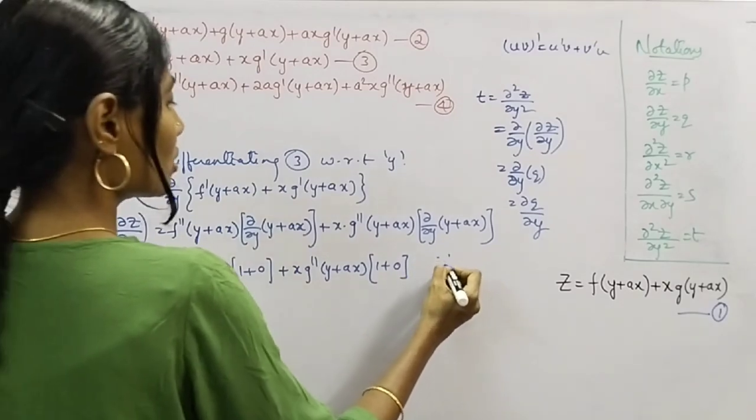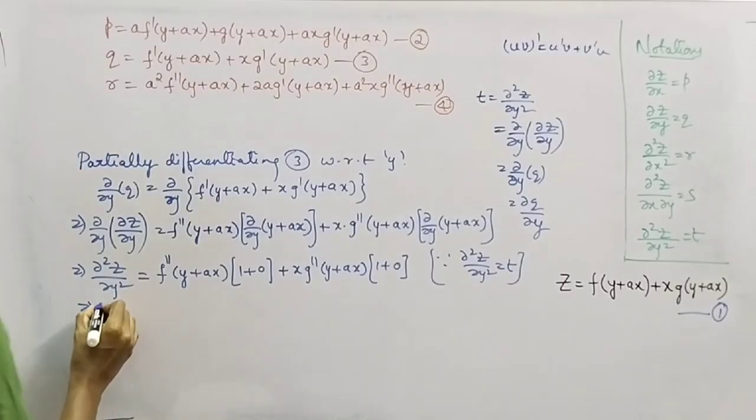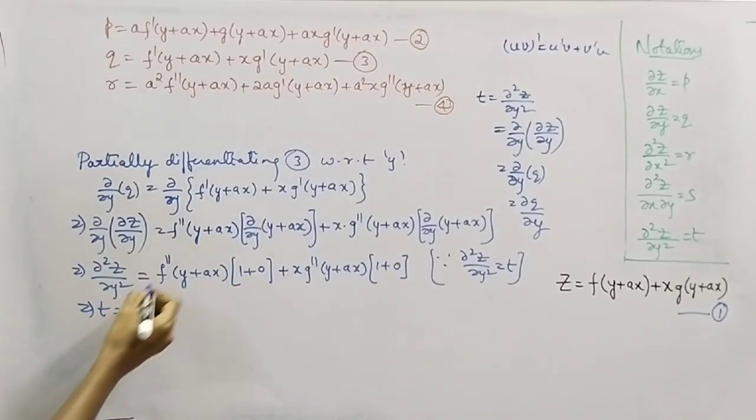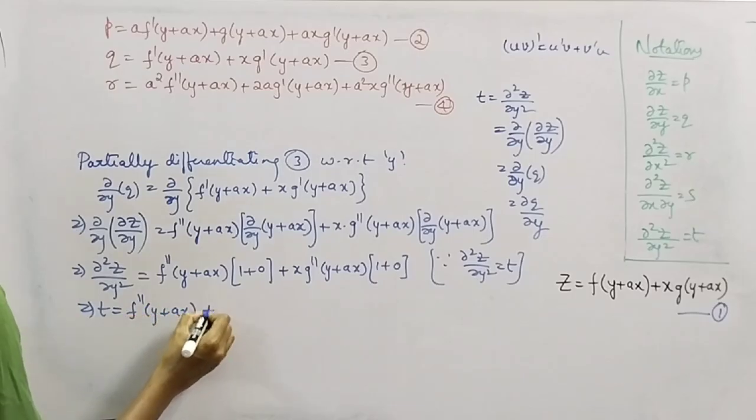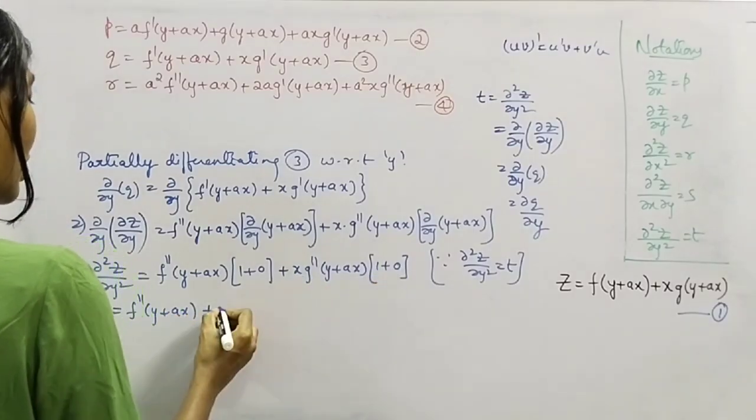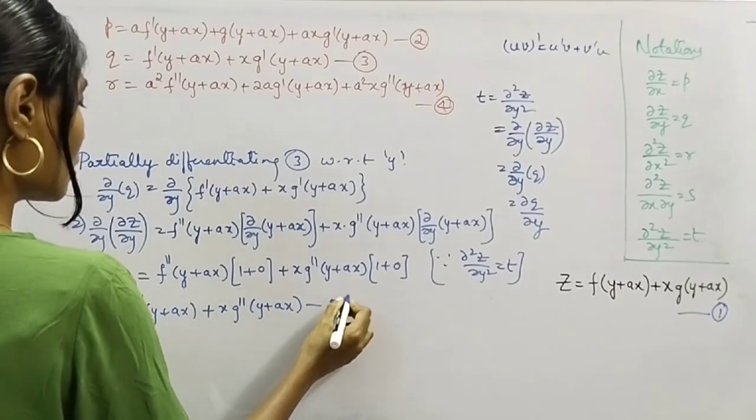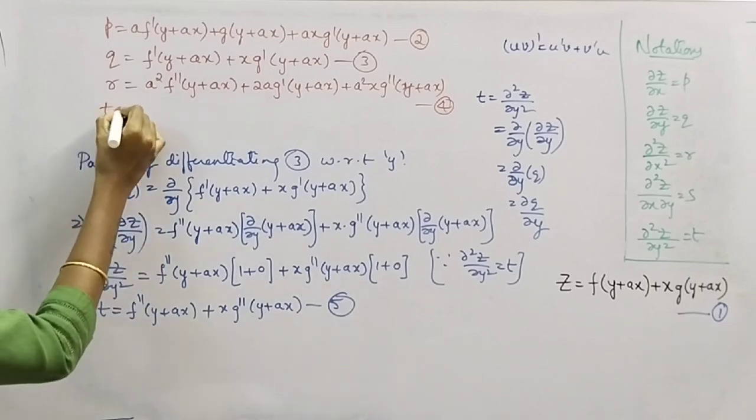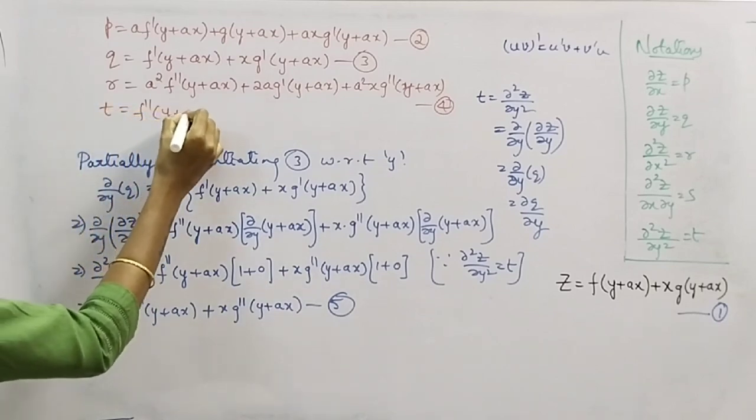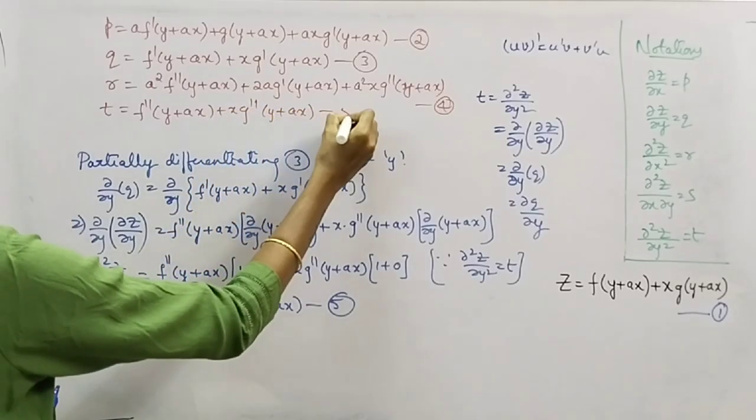Since we have a notation dou square z by dou y square equal to t, we'll just replace it by t. We'll get t equal to 1 plus 0, 1, 1 into f double dash is f double dash, plus 1 plus 0 is 1, 1 into x is x, x into g double dash is x g double dash, which is equation number 5. So we got an equation involving t here. That is, t equal to f double dash of y plus ax plus x into g double dash of y plus ax, considered as equation number 5.